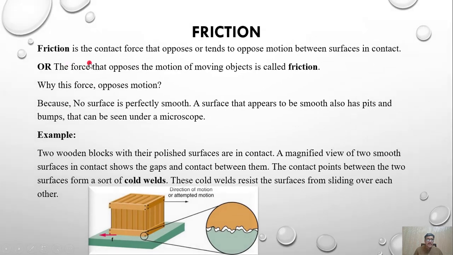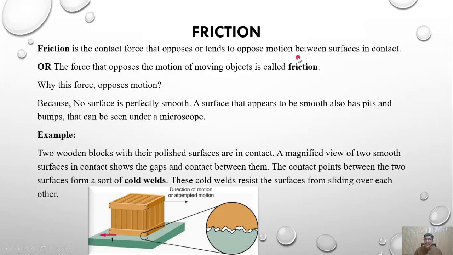Now we are going to discuss friction. Friction is known as a contact force because it will always occur when two objects or two surfaces are in contact with each other. Friction opposes, or tends to resist, the motion between surfaces in contact.